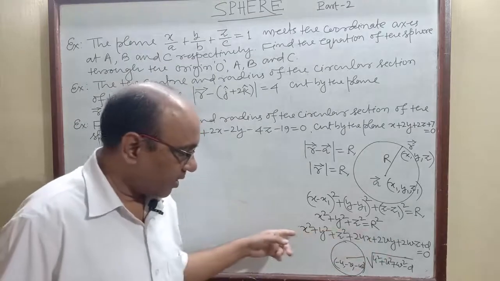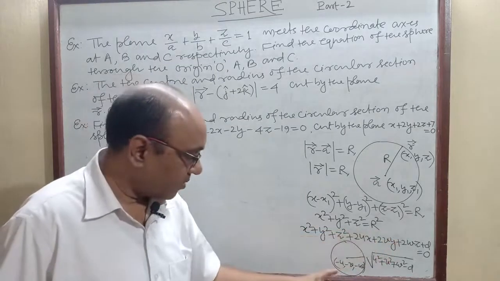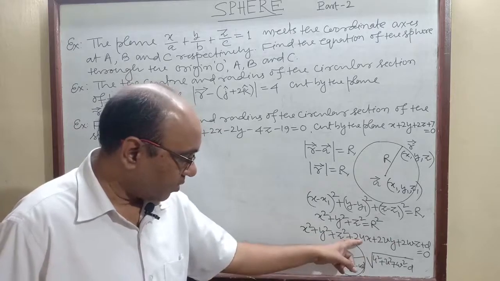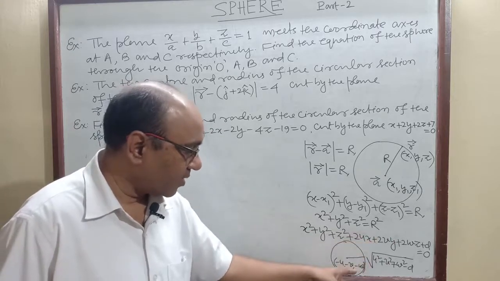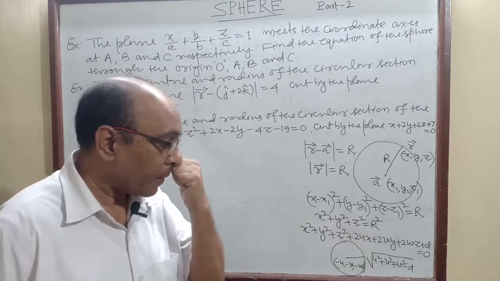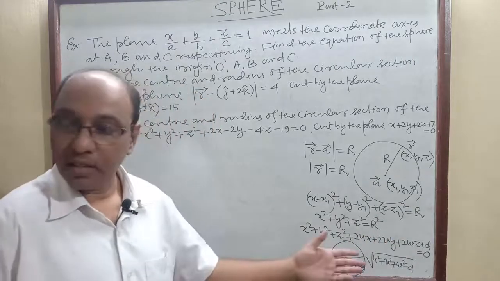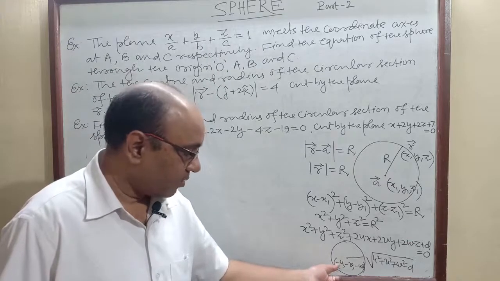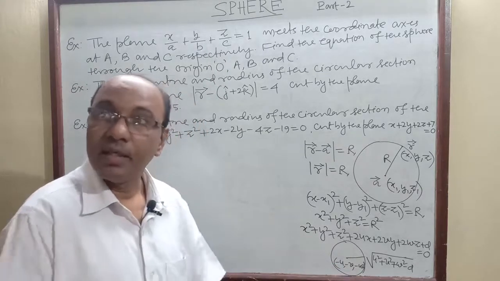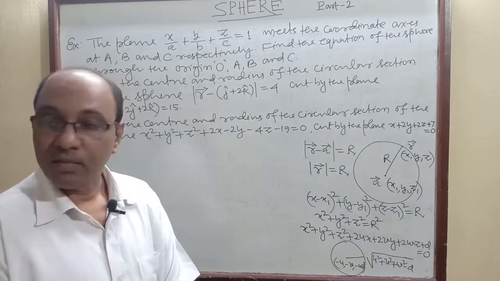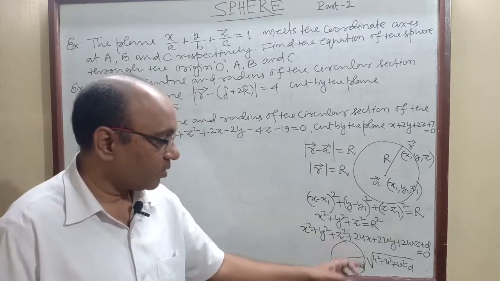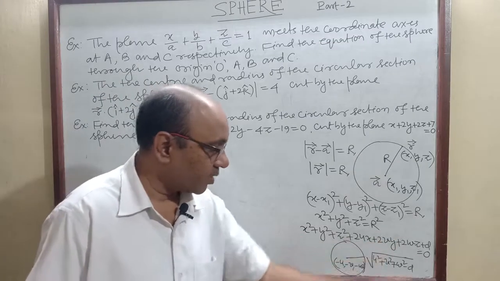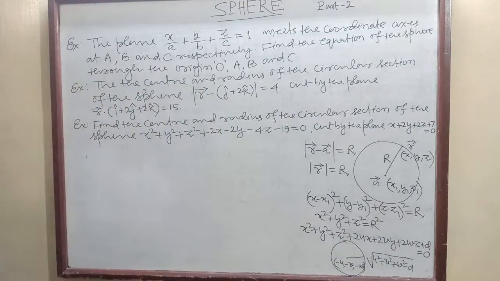This is called the general equation of a sphere. The center of the sphere is given by minus coefficient of x by 2, minus coefficient of y by 2, minus coefficient of z by 2, and the radius can be taken as root under (minus coefficient of x by 2) square plus (minus coefficient of y by 2) square plus (minus coefficient of z by 2) square minus the constant term. So these things were already discussed in part 1. Now come to this part 2.